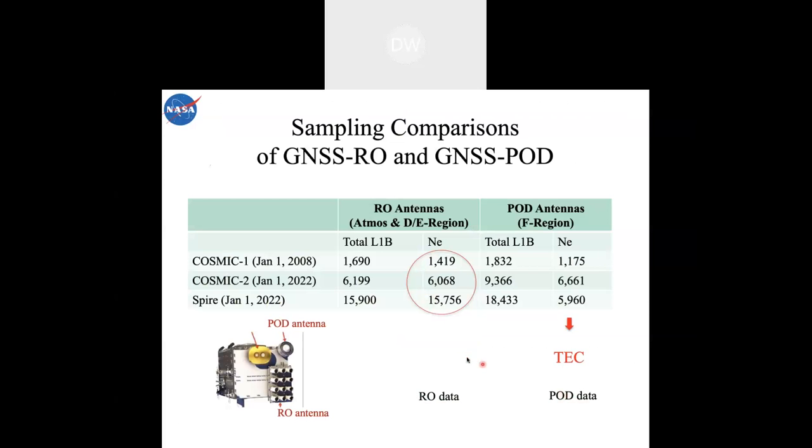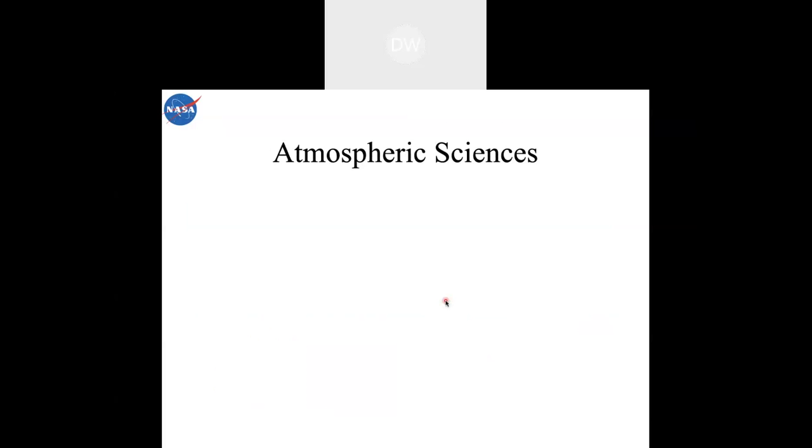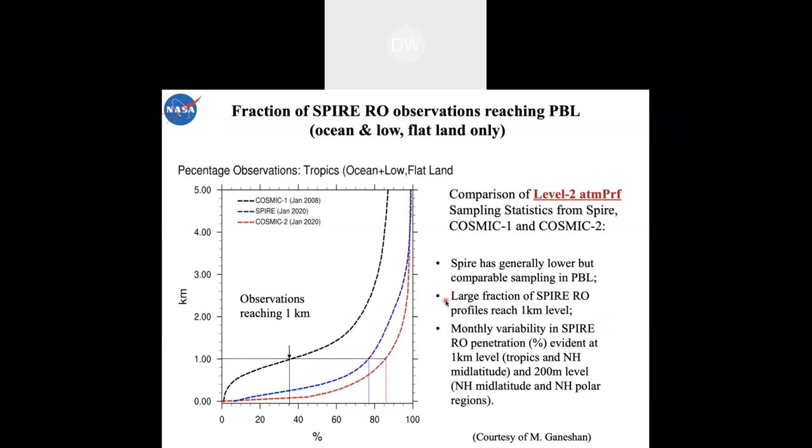In terms of numbers, for the RO antenna, Spire gives you about 16,000. This is January 1st, 2022. The POD antenna gives you a lot of the ionosphere region, but if you want the whole profile for the ionosphere, this is about 6,000 profiles per day. You can use this data to study the lower ionosphere as well. This is useful for giving you the sampling. So quickly, I will show you one example of the ionosphere data, where we can use that.